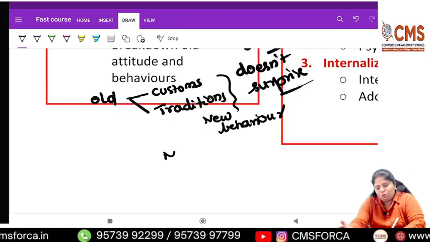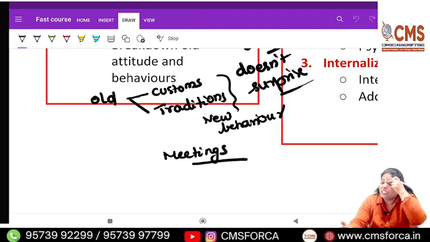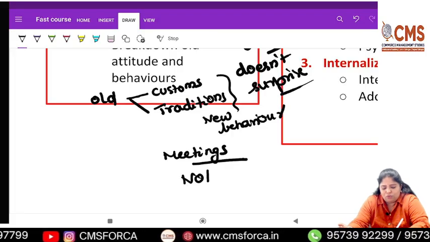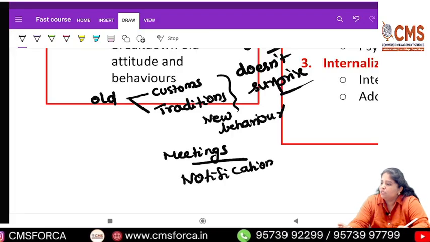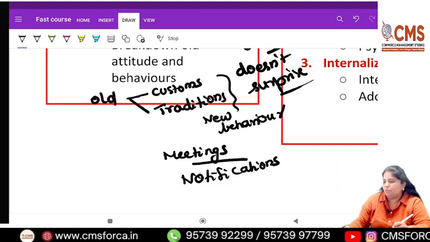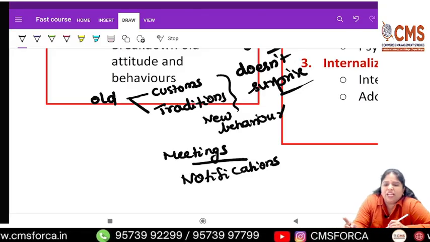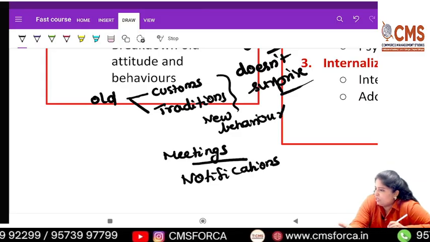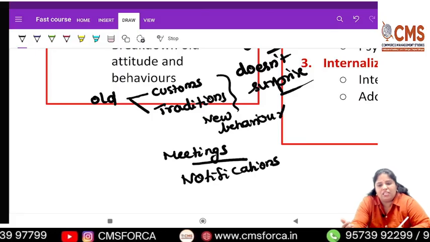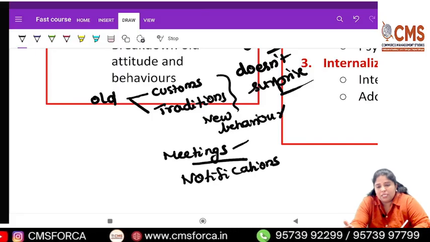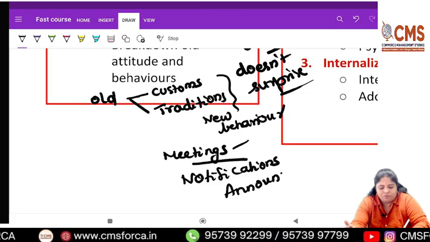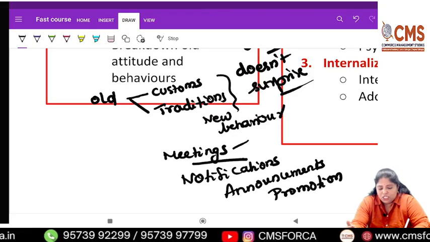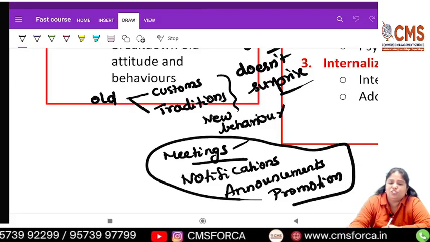So what they need to do, they may have regular rounds of meetings with employees, try to give a lot of notifications that old customs will not be there anymore. Give them some time, maybe a cut-off date. After 3 months, all old customs and traditions will be replaced with new methodologies. So give them enough intimation in advance, conduct good meetings, make enough announcements, and try to give good promotion to the change. So speak of the positive side of the change.